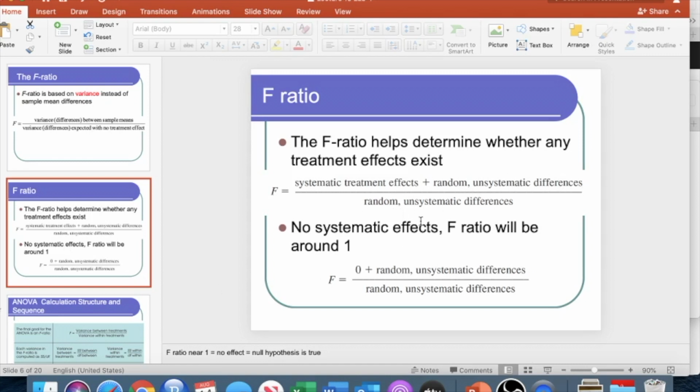So then the denominator of this statistic, of this F value, will be just random unsystematic effects. So there's two things in this equation that are the same. When there's no treatment effect, it will be 0. So if there's no systematic treatment effects, it'll be 0. And our random unsystematic differences will be the same as random unsystematic differences. And so when we have no effect, our F ratio will be closer to 1.